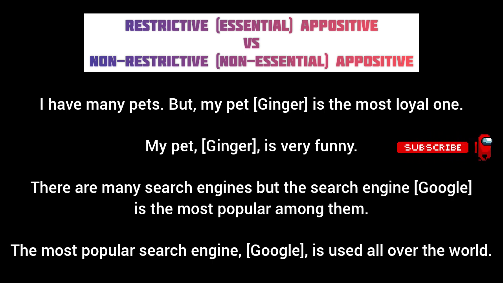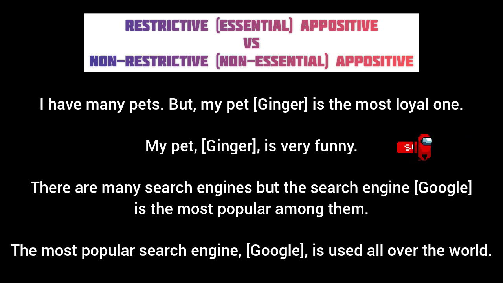I have many pets, but my pet Ginger is the most loyal one. In this example, the appositive Ginger provides some essential information about its antecedent, my pet, so it's defining or restrictive. I mean, without mentioning the name Ginger, we cannot understand which pet is the most loyal one, because I have many pets. Please note here, for an essential or restrictive appositive, commas are not used to set it off.